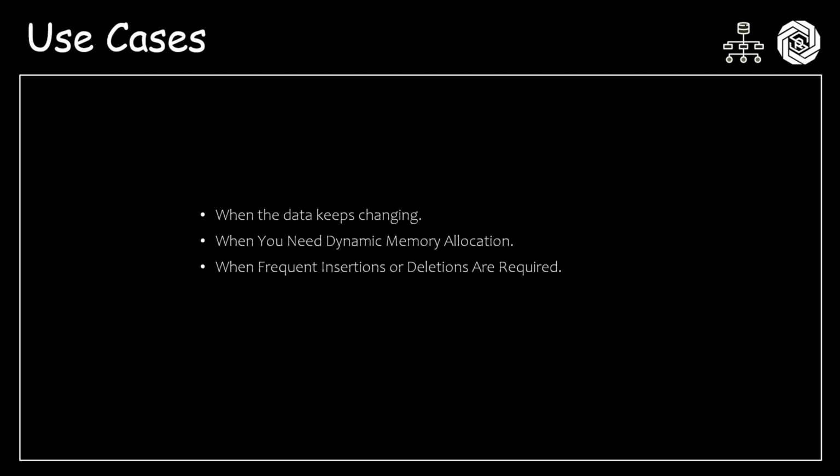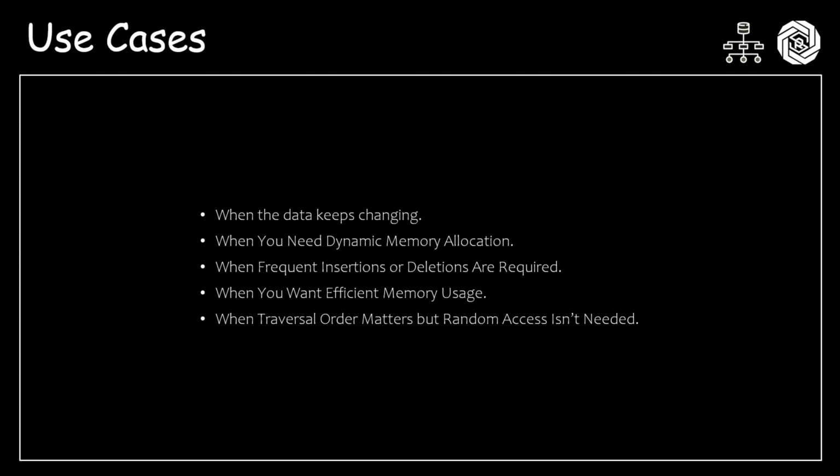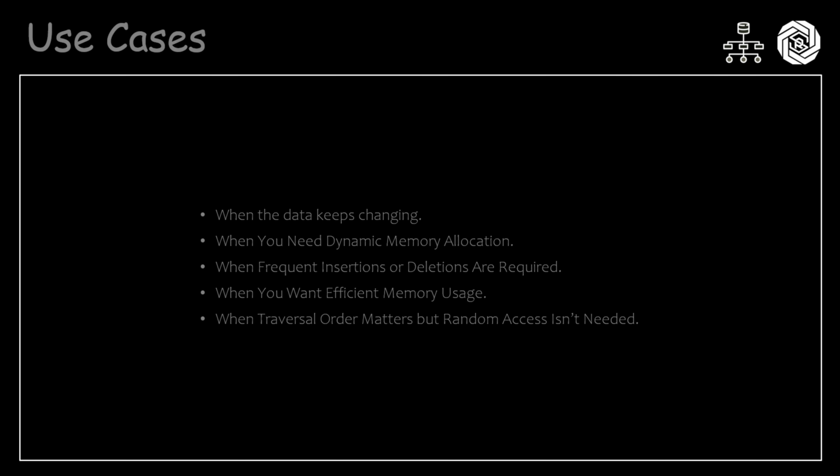Linked lists are chosen in specific scenarios due to their characteristics. They are ideal when the amount of data is constantly changing. They are useful when you need dynamic memory allocation during runtime, as they only use memory needed for each node. They excel when the program requires frequent insertions or deletions because these operations are highly efficient. They offer efficient memory use by allocating space only for actual elements. They are suitable when the order of traversal matters, but you don't need random access to elements.